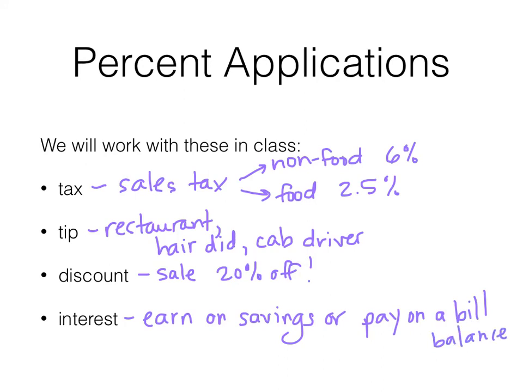All right, so these are all applications we're going to look at in class. With the tax, you add the tax on to what you pay. With the tip, you add that on to what you pay. With a discount, you subtract it. And with interest, you may or may not add it. Sometimes you do, sometimes you don't. And we'll be talking a great deal more about percent applications in class. So be ready to use that proportion, that equation, and that good old 10% trick. See you in class.